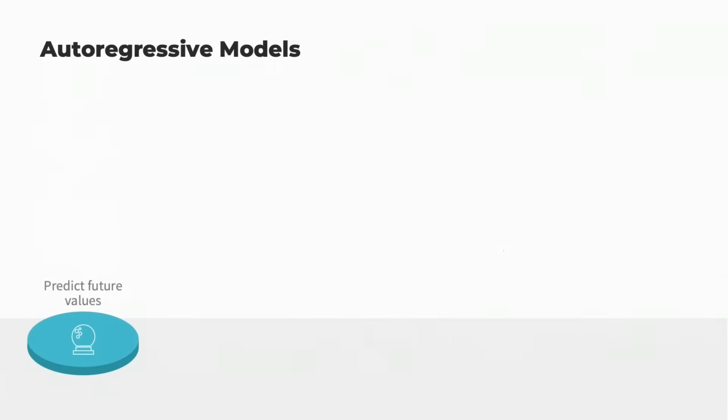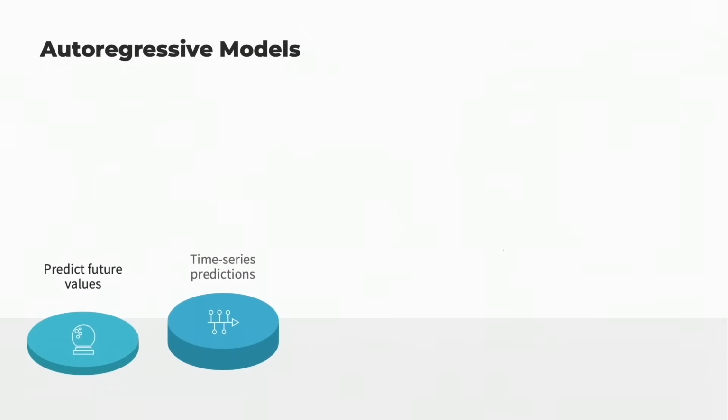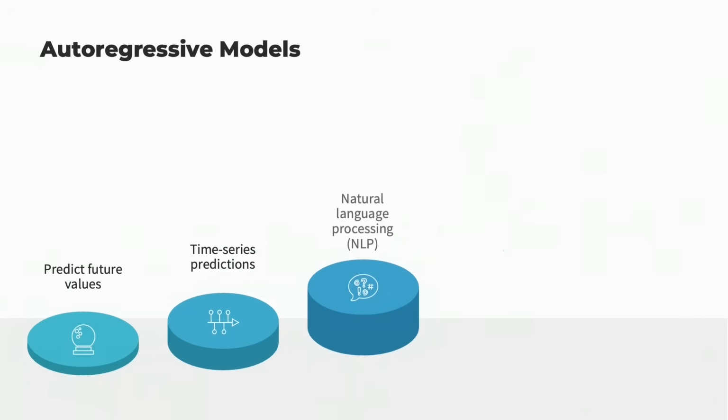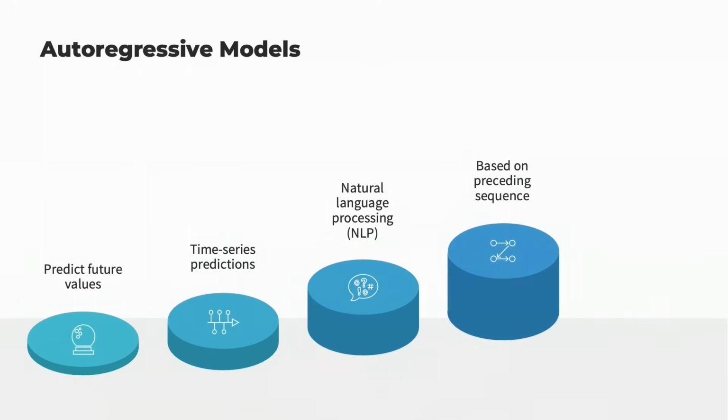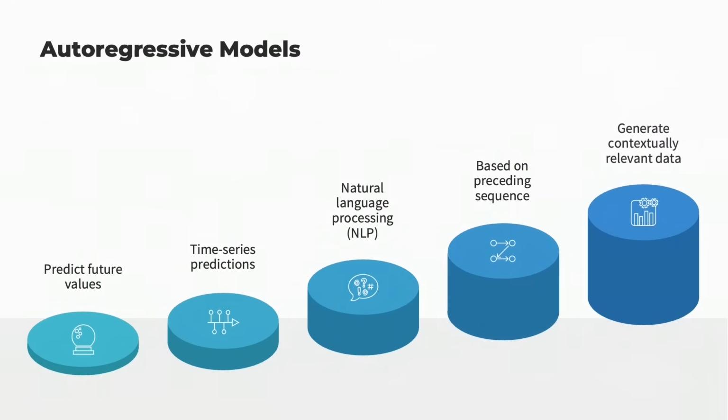Autoregressive models predict future values based on past values in a sequence. They are crucial in time series predictions and natural language processing. In natural language processing, they predict the probability of a word or a character based on the preceding sequence, which makes the generation of coherent and contextually relevant text possible.